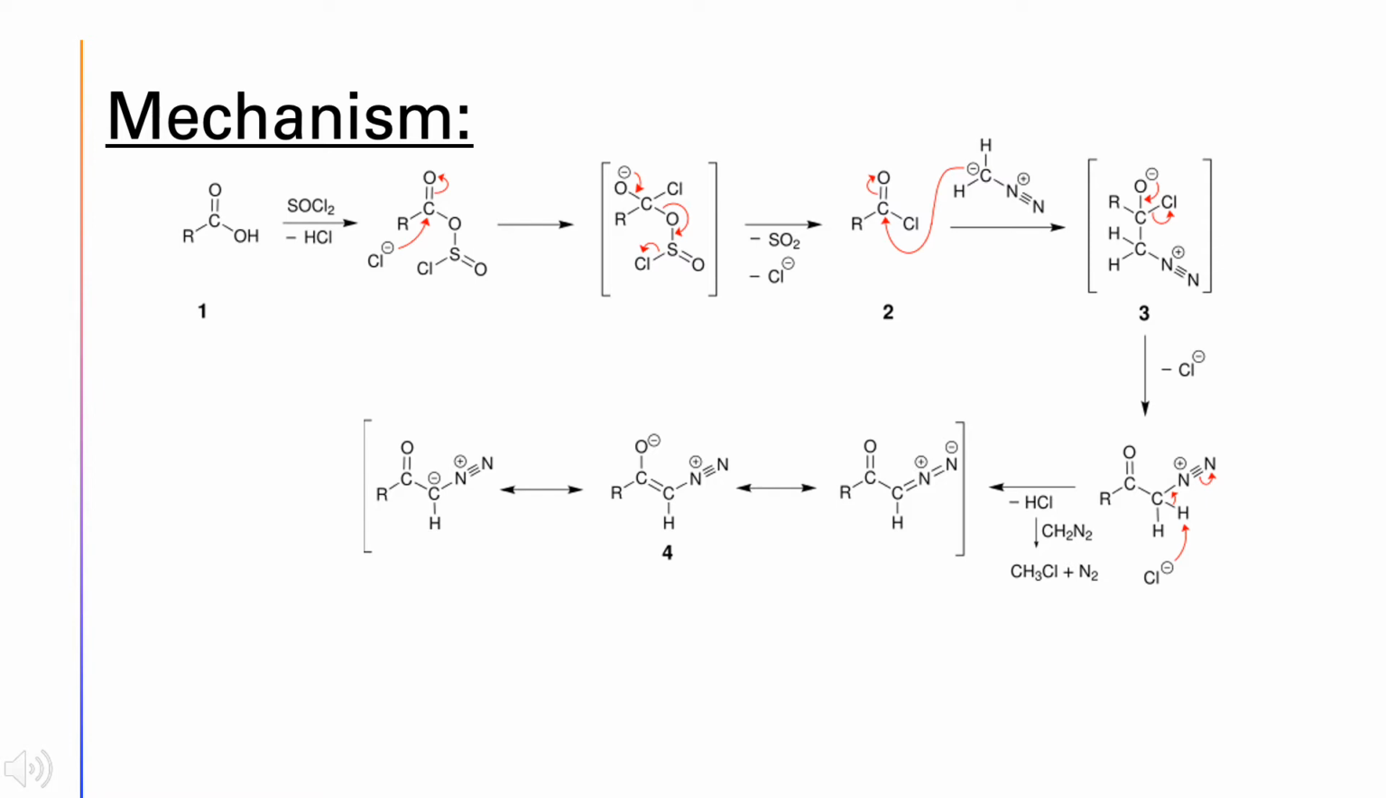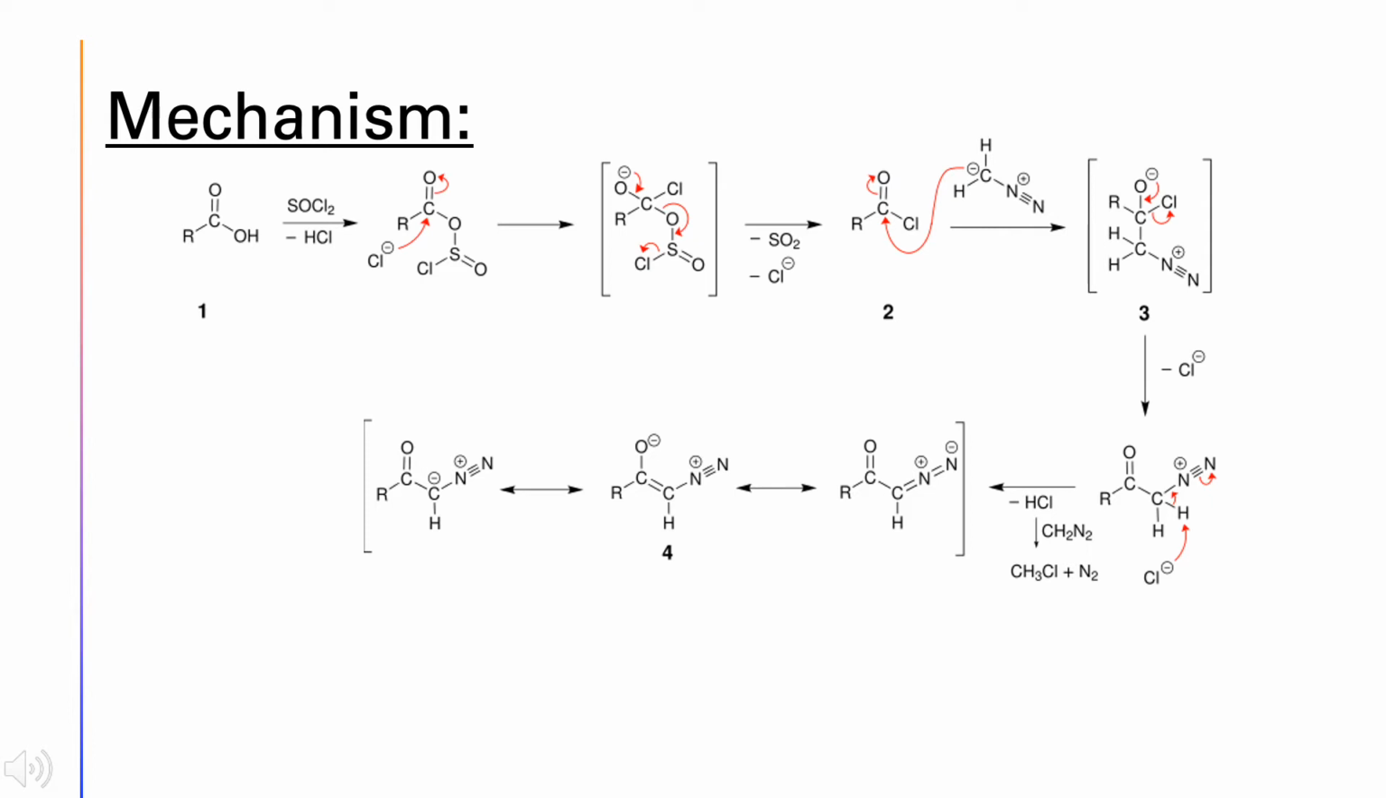Next, the acid chloride will react with diazomethane to yield the formation of a diazoketone. The negatively charged carbon attacks the carbonyl carbon and the pi bond shifts up onto the oxygen, and then comes back down, which forces the chlorine to leave. The negatively charged chloride ion will pick up a proton by attacking the hydrogen atom. The rearrangement of electrons and removal of HCl yields the formation of a diazoketone.